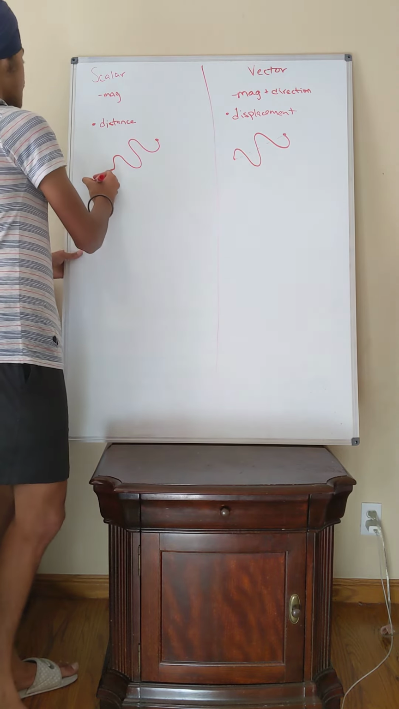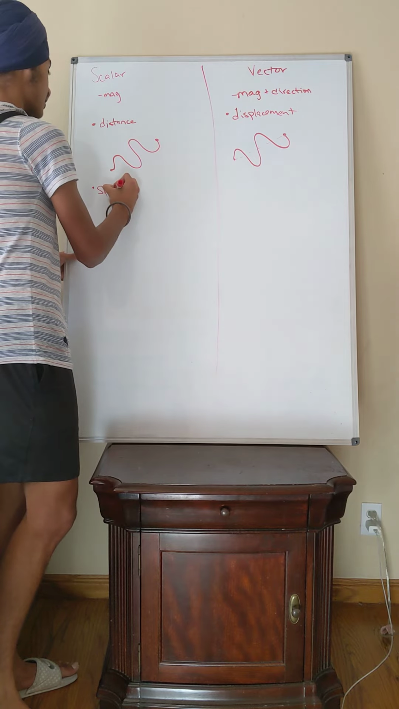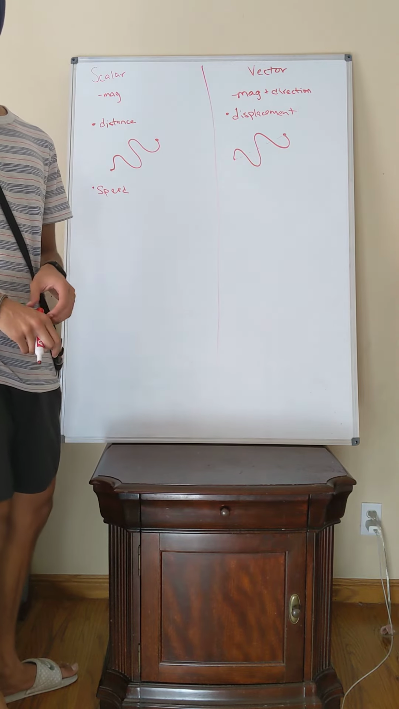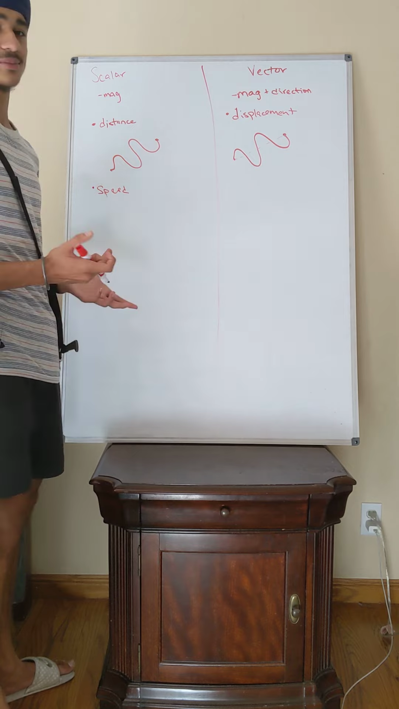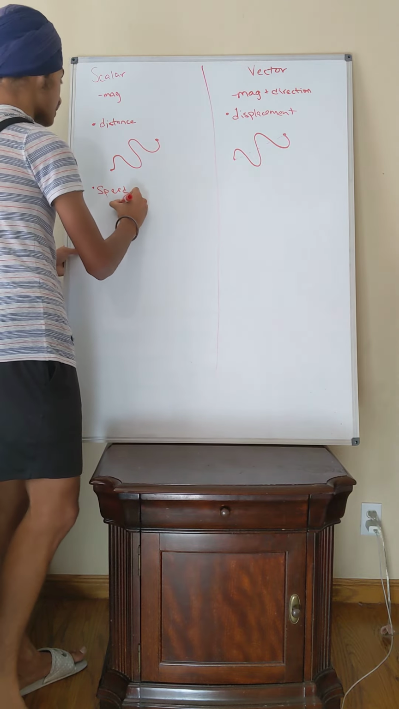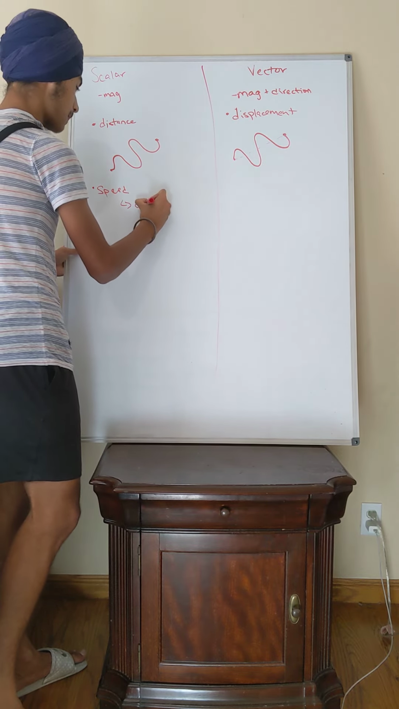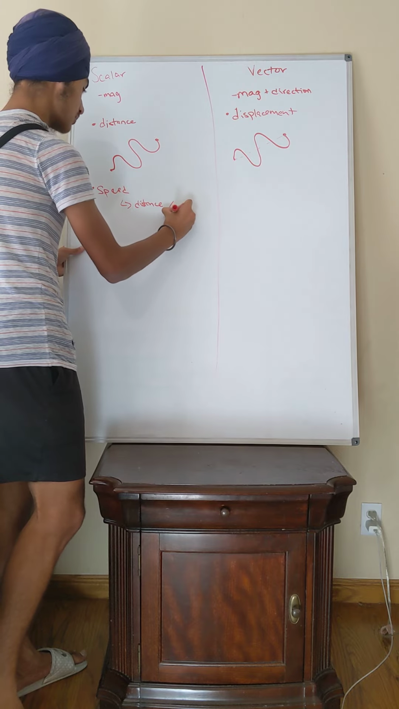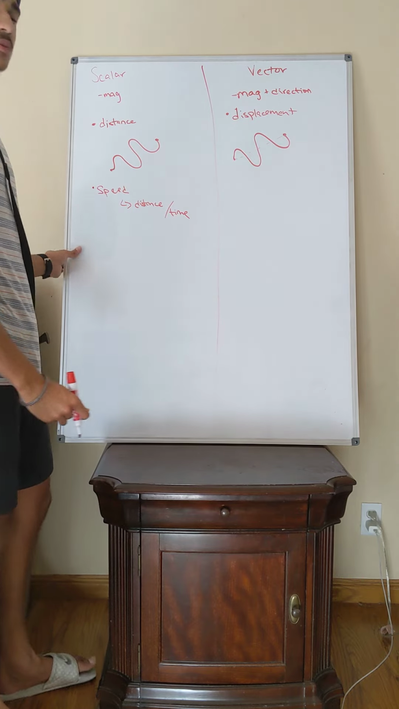The next thing is speed. I think everyone knows what speed is. It's just how fast it's moving. In physics terms, it's actually distance over time. That one's pretty easy to do.